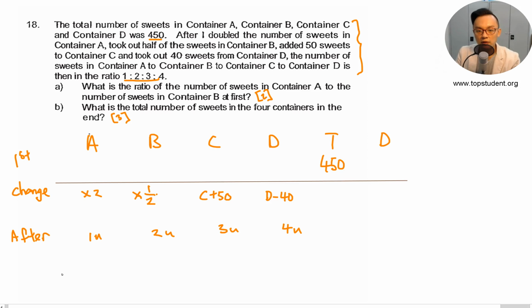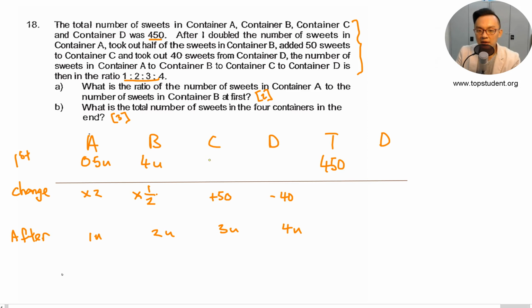So instead of writing C plus 50, this is my change, okay? So I added 50 here, I minus 40 here. So I times 2, then I became 1U. So at first I had 0.5U. Do you get this? All right. So 1 divided by this, I get this. So I times half, then it became 2U. So therefore I had 2 divided by half, I have 4U. All right. So 4U times half, I become 2U.